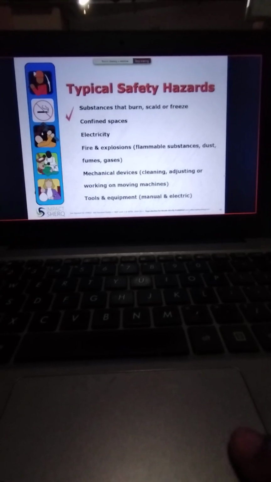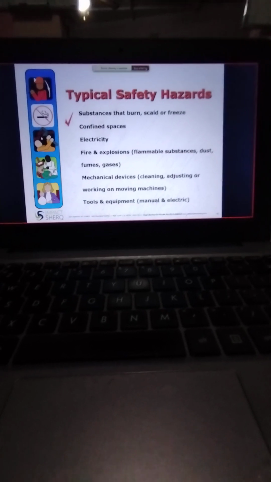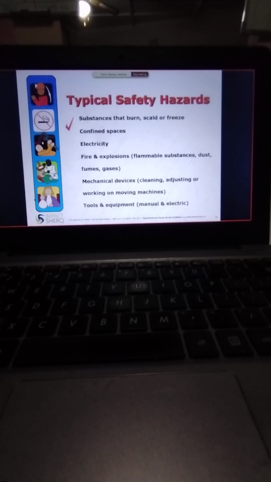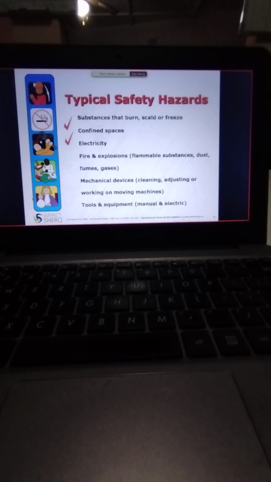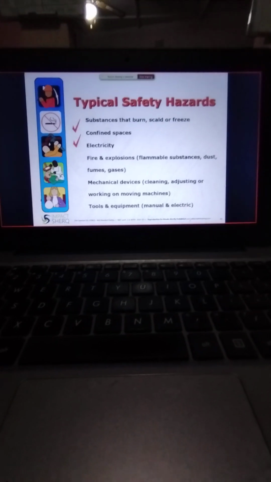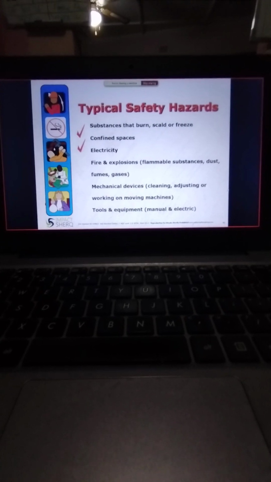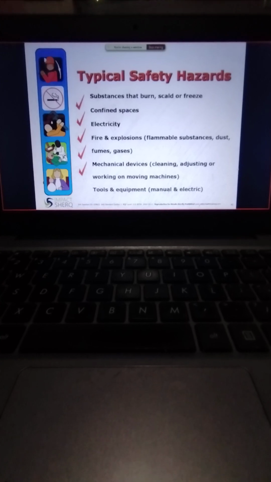What are the safety hazards? Things that burn, fires, stoves, and things that are too cold. Confined space, electricity. You can be electrocuted and die. So safety is a hazard there. We have to make sure that you are safe when working with electricity. And that's one of the things which we'll cover in this course. Explosions and fires, mechanical devices and tools and equipment. These are some of the safety hazards, and we are going to touch on all of these.